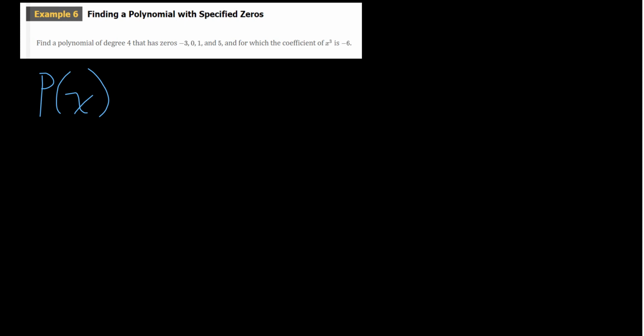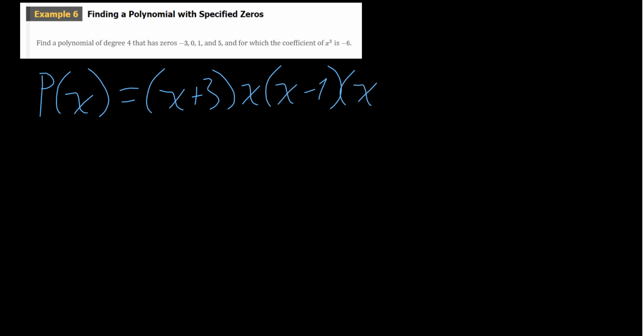So if we have a 0 at -3, how do I write that in factored form? Well, I write that as x plus 3. I have a 0 of 0, so that's just going to be an x. I have a 0 at +1, so I'm going to write that in factored form as x minus 1. And then I have a 0 at +5, so I'm going to write that as x minus 5.